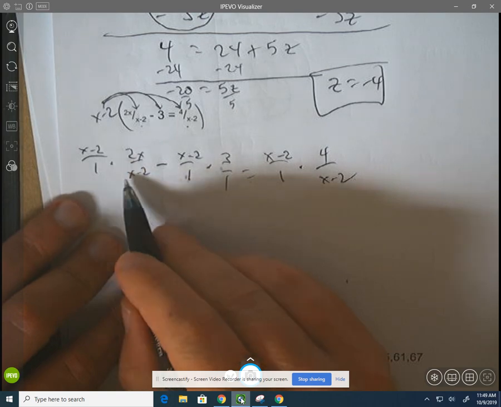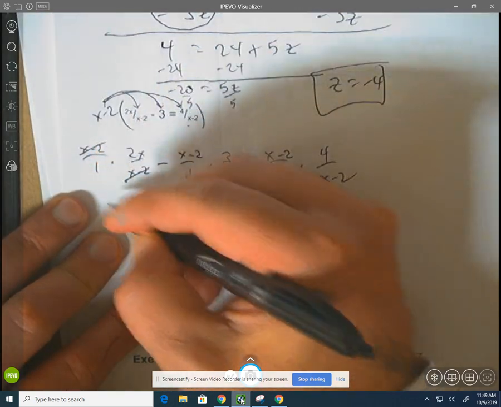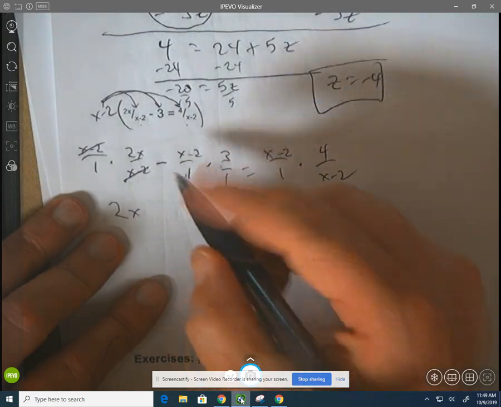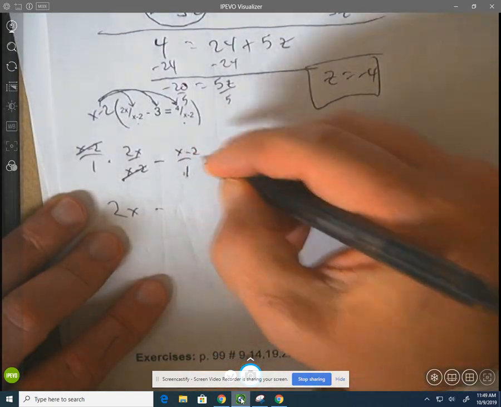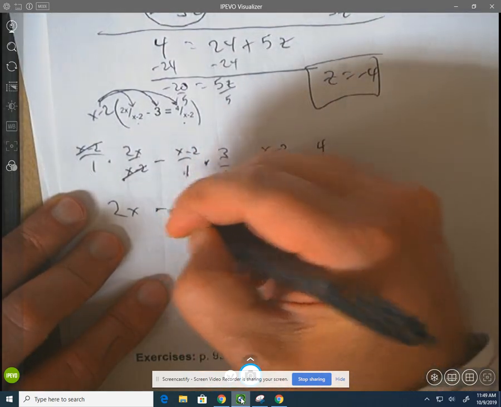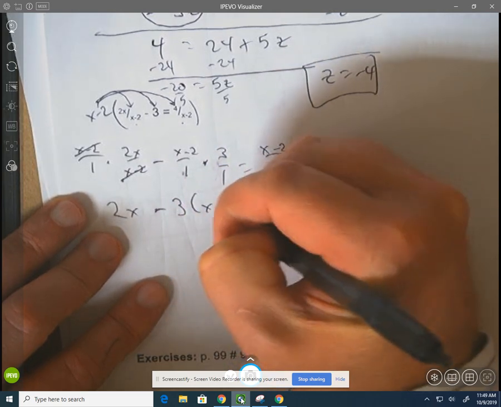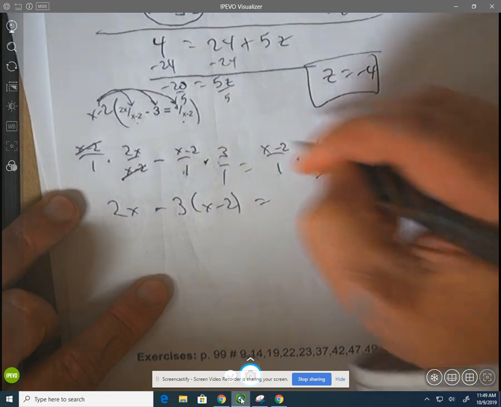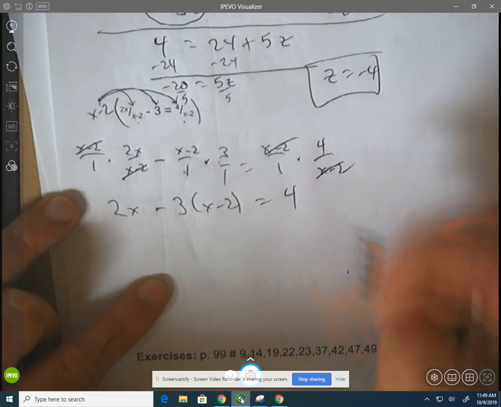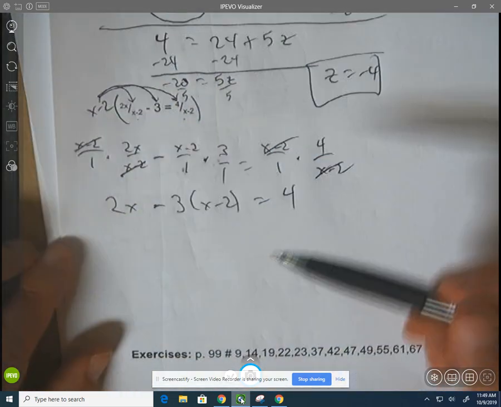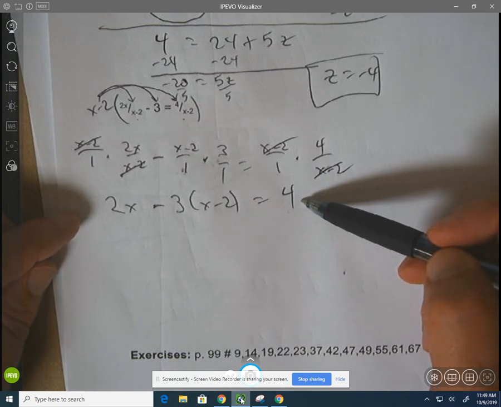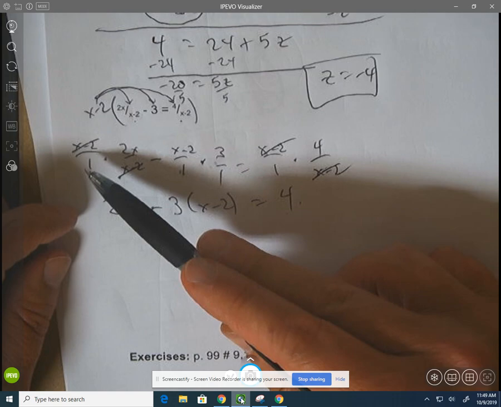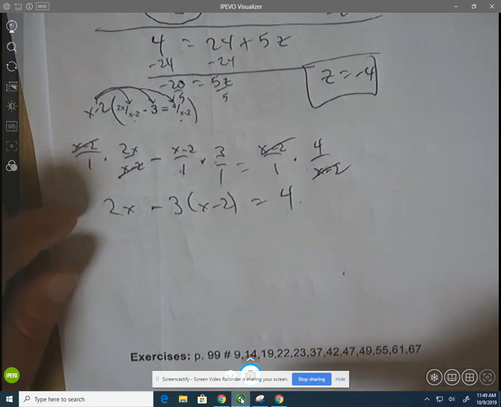And now I start looking, what can I cancel? They both have an x minus 2, so all I'm left with there is 2x. Nothing to cancel here, so I've just got, and I'm going to put the 3 in front. Since it's multiplication, I can switch that around, so I've got 3 times x minus 2 equals, and x minus 2 in common there. All I'm left with there is 4. And now take a look at this equation I got left. No more fractions. But it's equivalent because I multiplied the entire equation by the same thing.